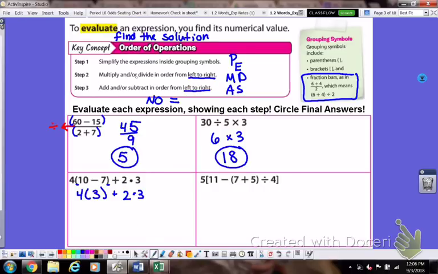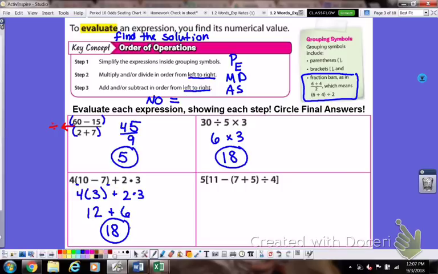Step 2, multiply and or divide in order from left to right. We see 4 times 3 first. That gives us 12. Plus, we can go ahead and do this multiplication as well. 2 times 3 gives us 6. And then last but not least, step 3, add or subtract. 12 plus 6, again, gives us 18. Circle our final answer. And moving on to our last problem.